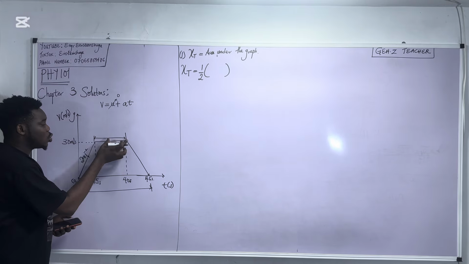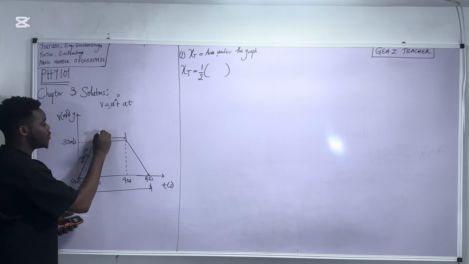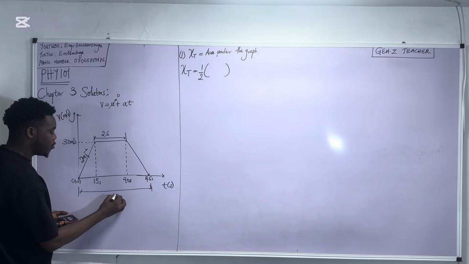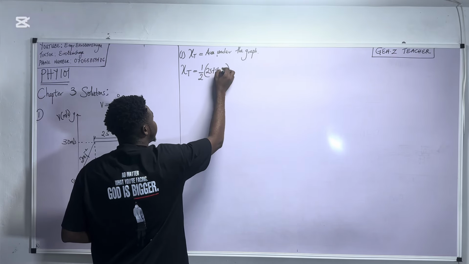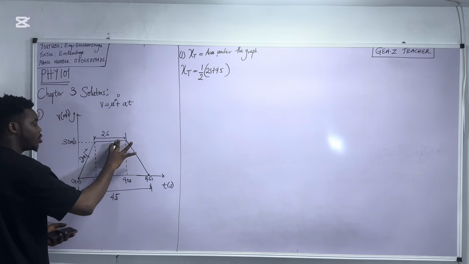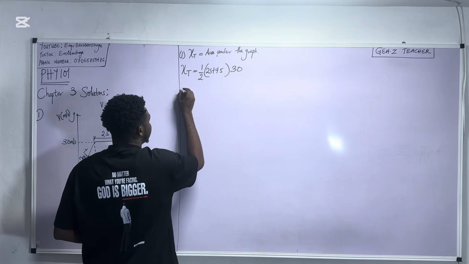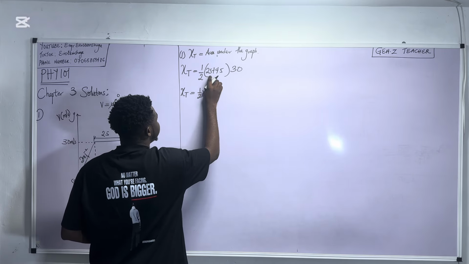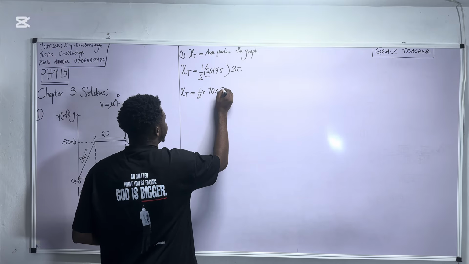Now what distance do we have on top? Remember, it was 25 we added here, so we're going to have 25 here. And for the bottom, we have 45. So we're going to say 25 plus 45 as our parallel sides, then times the height. The height of the trapezium is 30. So the total distance traveled should be half times 25 plus 45, that looks like 70, and then times 30.